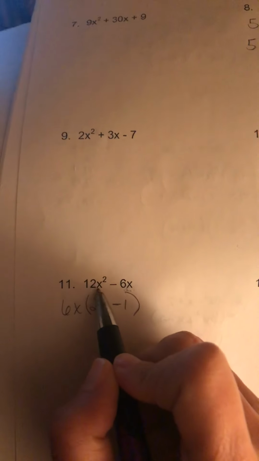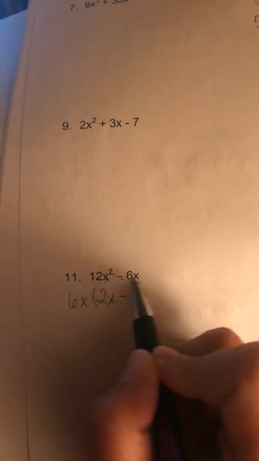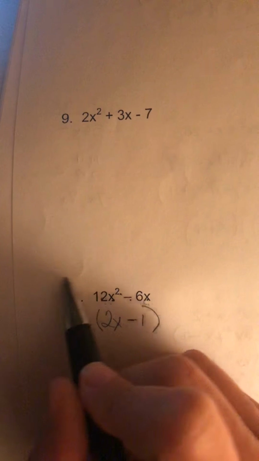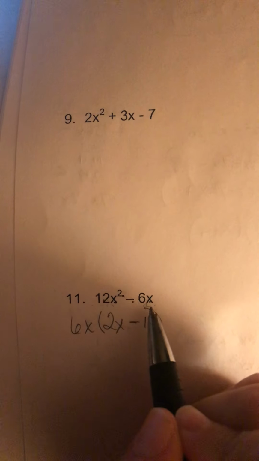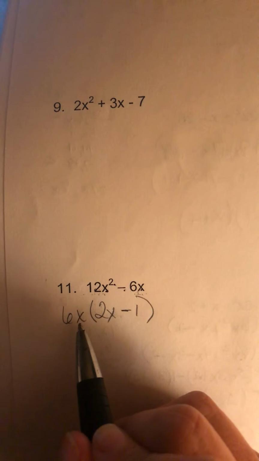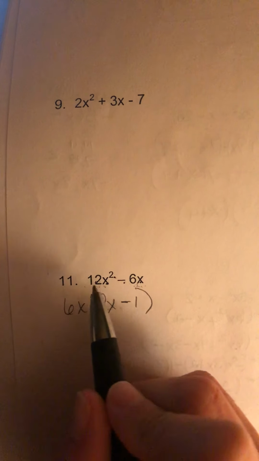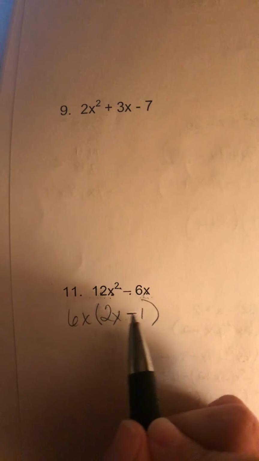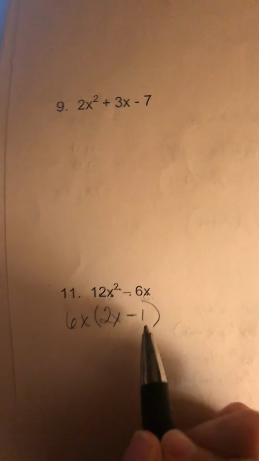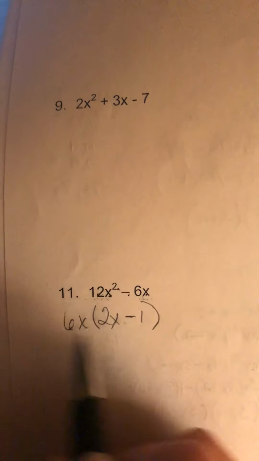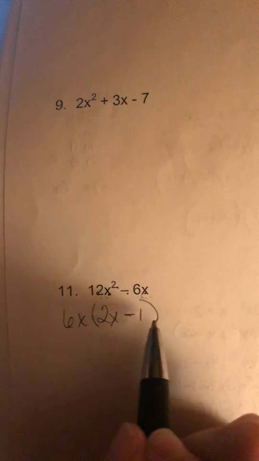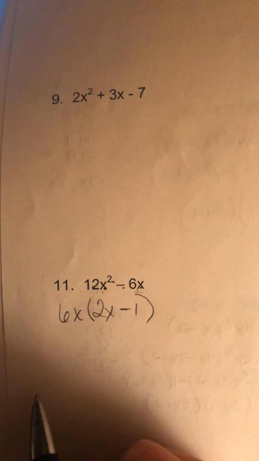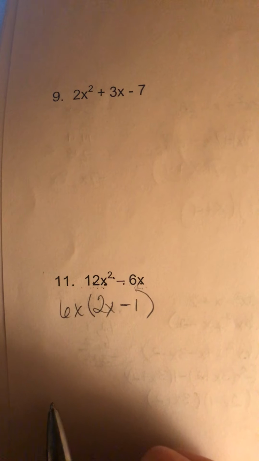So let's look at this one right here: 12x squared minus 6x. Your first step is to find out what they have in common. They have a 6x in common. So when you take the 6x out, you're left with 2x minus 1. That's it. There's nothing else to do on this problem, because there's nothing else you can do with 2x minus 1. That is factored completely from there.